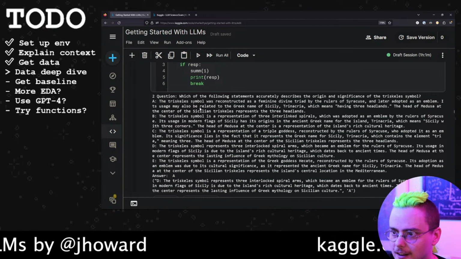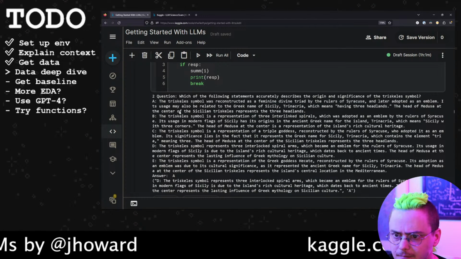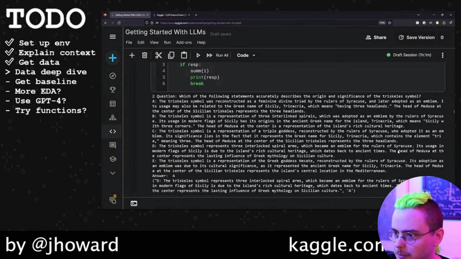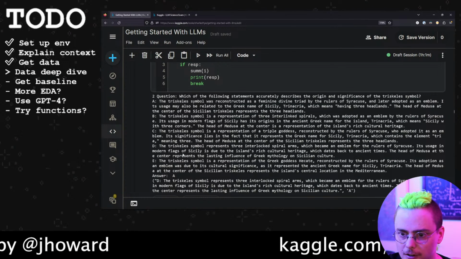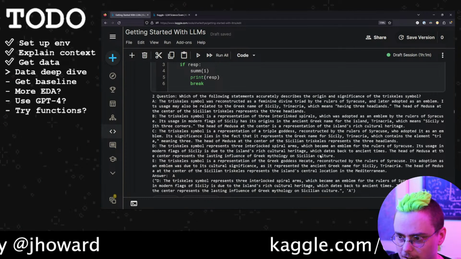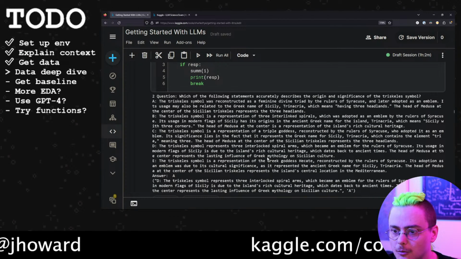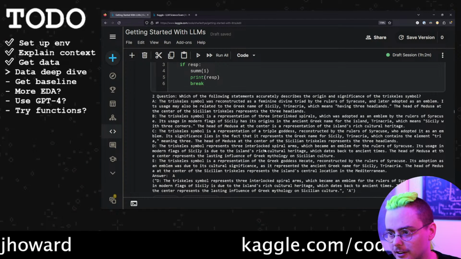The model answered D: 3 interlocked spiral arms, an emblem for the rulers of Syracuse, usage in modern flags of Sicily due to the island's rich cultural heritage. Head of Medusa at the center represents the lasting influence of Greek mythology on Sicilian culture.